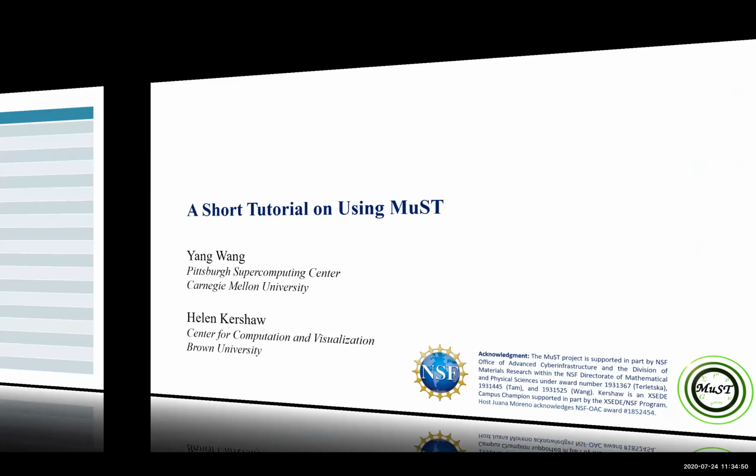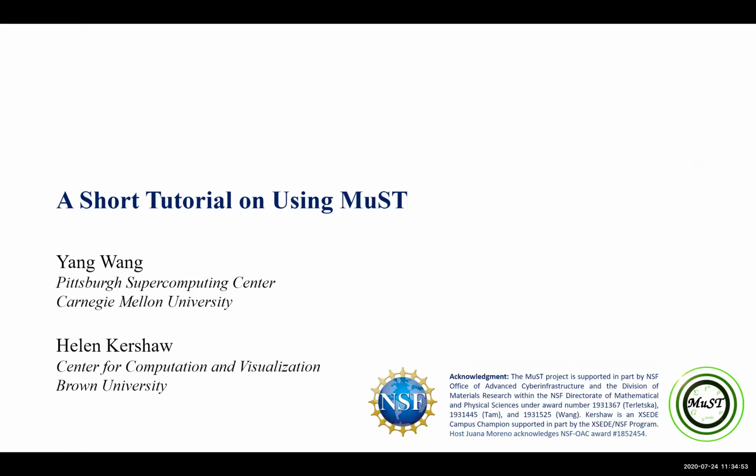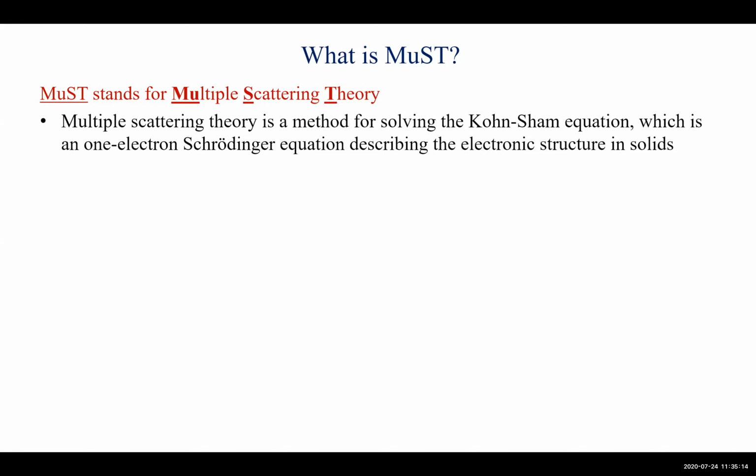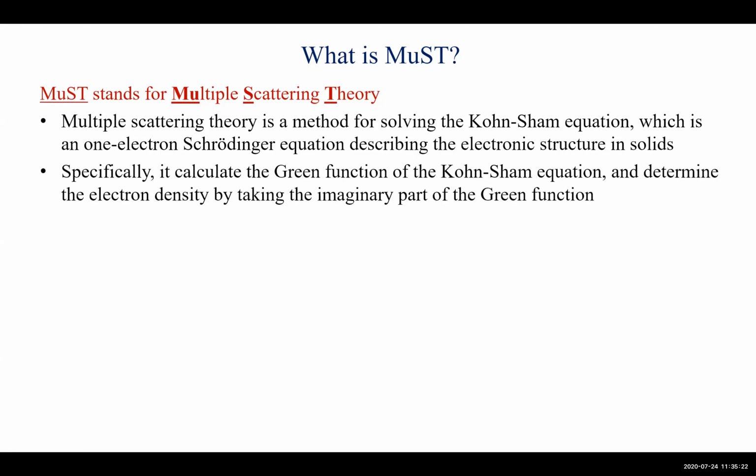Today's talk is a short tutorial on using MUST. This is the name of the project, also the name of the software package that Markus was talking about. KKR-CPA and LSMS are all part of this MUST package. MUST stands for multiple scattering theory. It's a method for solving the Kohn-Sham equation, a one-electron Schrödinger equation describing the electronic structure of solids. Specifically, this method calculates the Green's function of the Kohn-Sham equation and determines the electron density by taking the imaginary part of the Green's function.